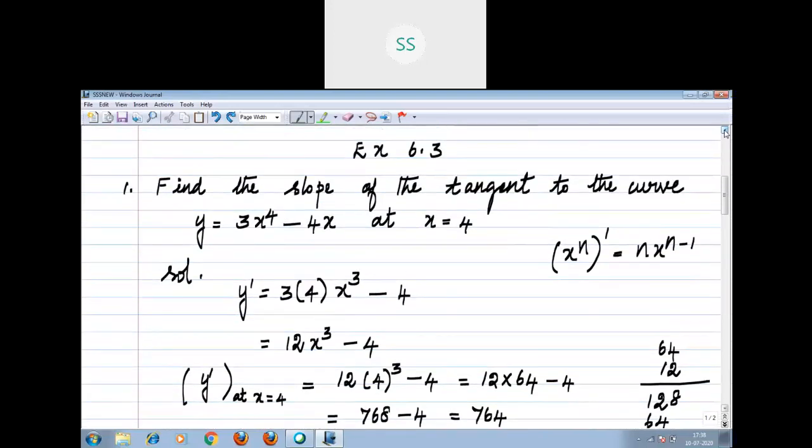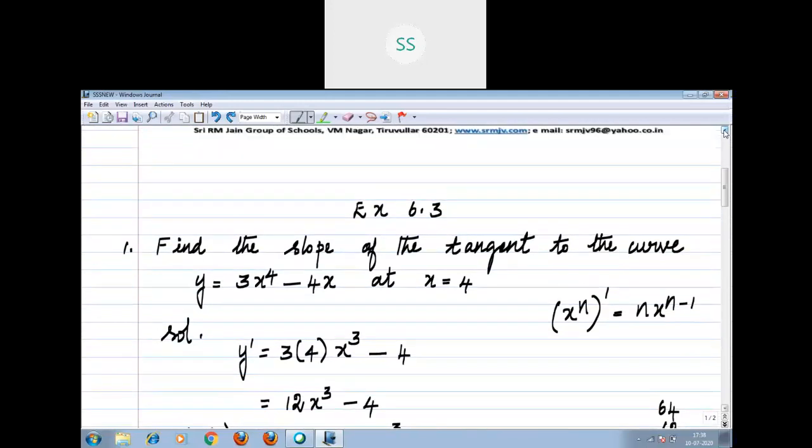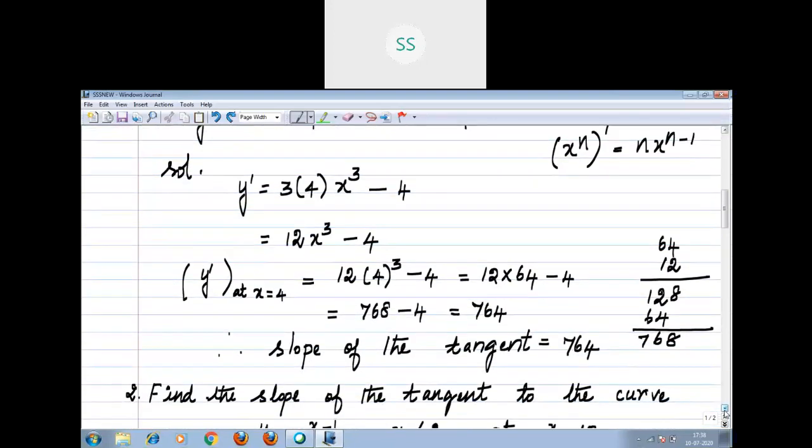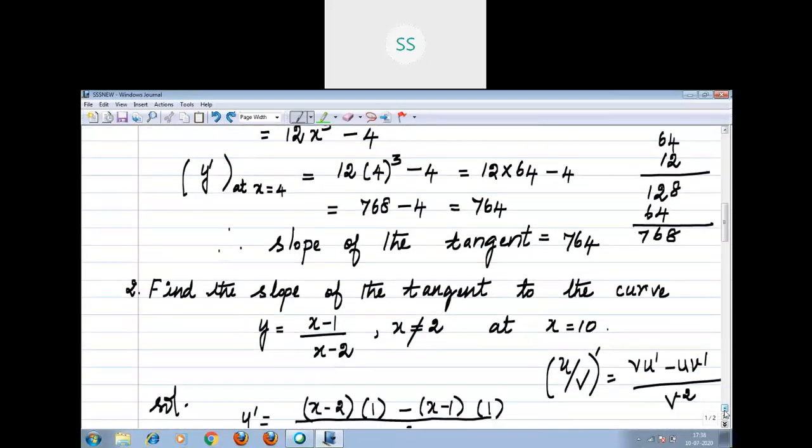You are differentiating 3 into 4 into x cube minus 4. So 12x cube minus 4. Y dash, you are arriving as 12x cube minus 4. You are substituting x is equal to 4. So what you arrive at the end? 768 minus 4 equal to 764.